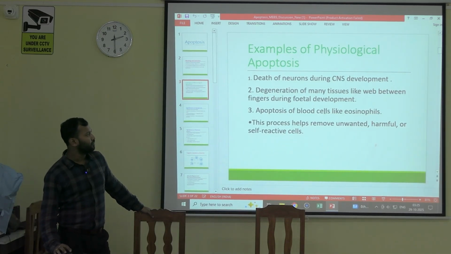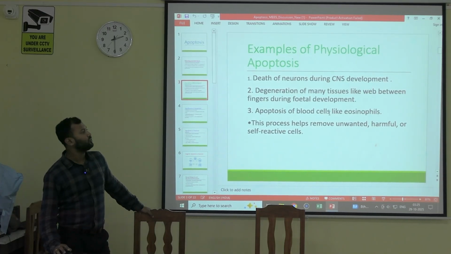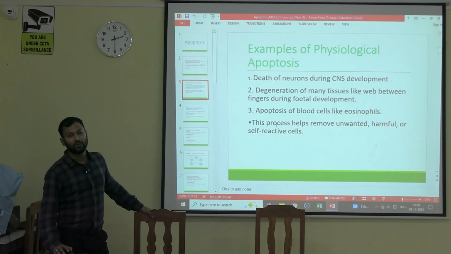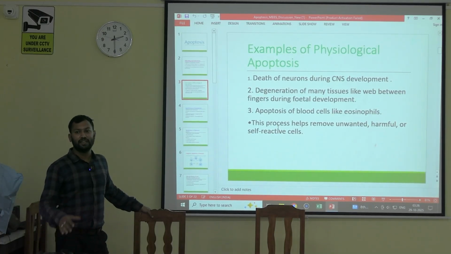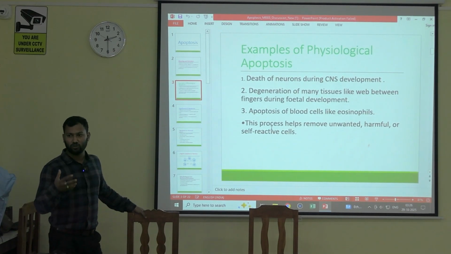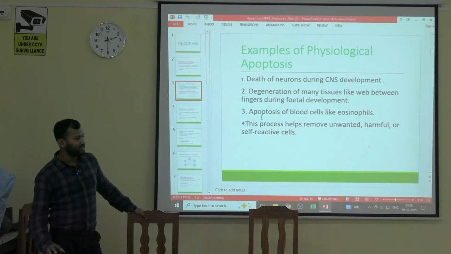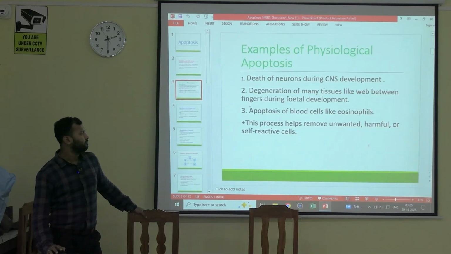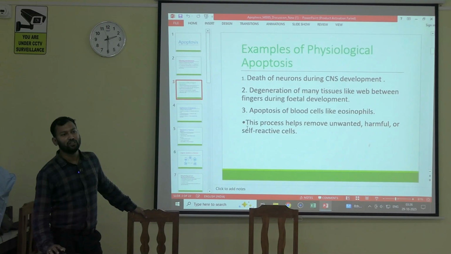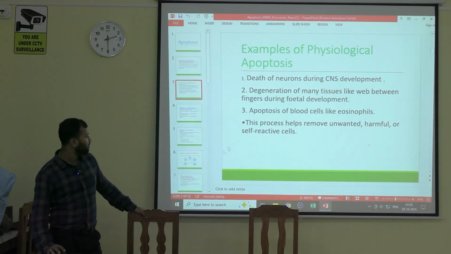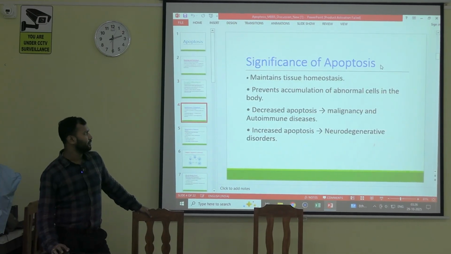Then there is apoptosis of blood cells like eosinophils. Eosinophils are also important for the body, but sometimes when they are not required, the body does apoptosis and kills off these cells. So this process helps remove unwanted, harmful, or even self-reactive cells. Sometimes the cells act against the own body or own organ. So in those cases also, if the body is functional enough, the body will act and kill the cells by apoptosis.